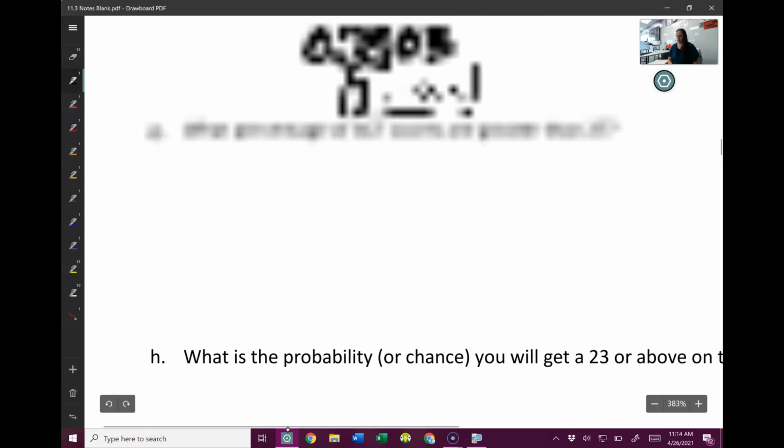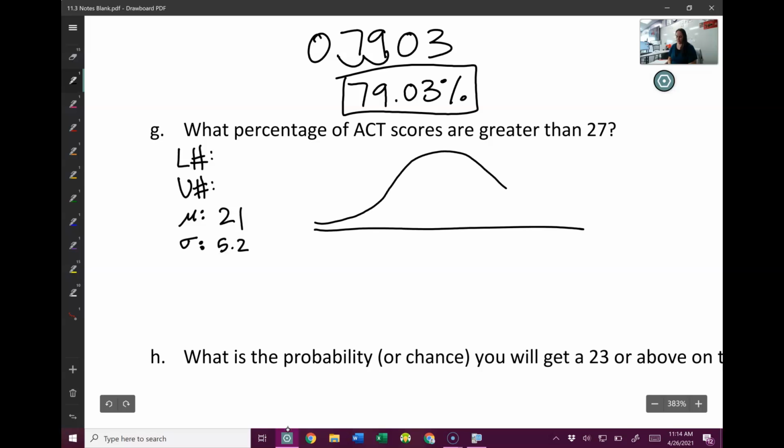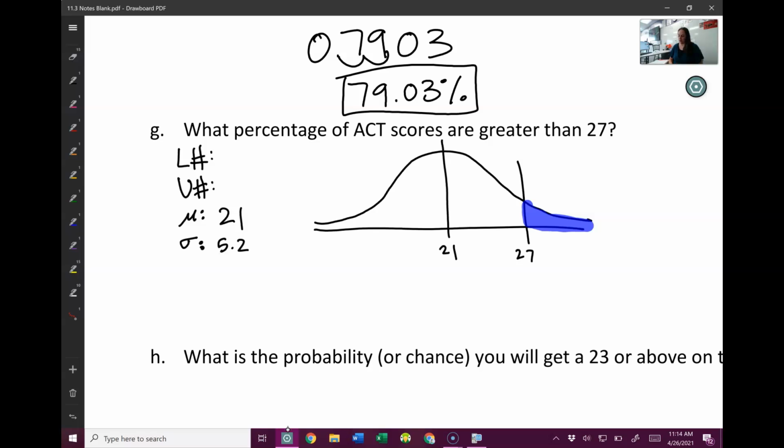Okay, let's get to this one. I'm going to have you try this one on your own, but let's start by doing the sketch together. So this one we want, what percentage of ACT scores are greater than 27? So here's our normal curve. Our mean is 21, up here is 27, and we want all the scores that are greater than. So this is going to be a pretty small percentage of scores. That's a pretty small area.